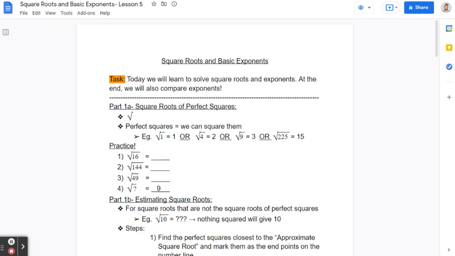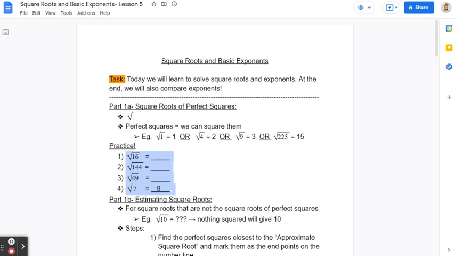So part 1 is square roots of perfect squares, and just as a reminder, this is a square root symbol or sign, and perfect squares are numbers that we can square. So for example, the square root of 1 is 1, because 1 to the power of 2 is 1. The square root of 4 is 2, because 2 to the power of 2 is 4. The square root of 9 is 3 because 3 to the power of 2 is 9. And the square root of 225, for example, is 15 because 15 to the power of 2 is 225.